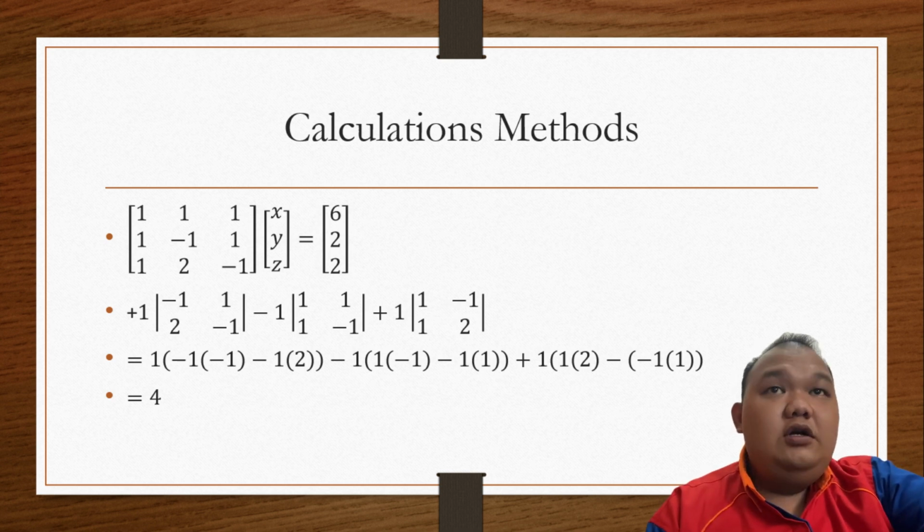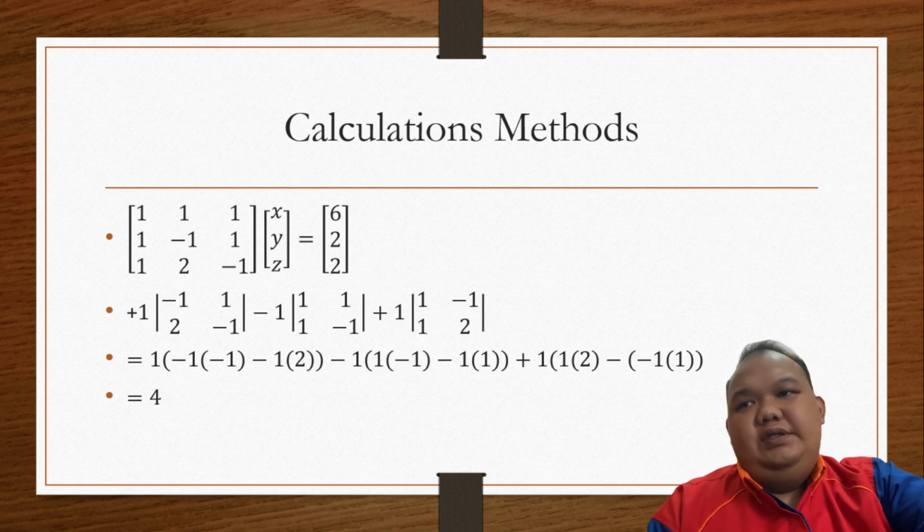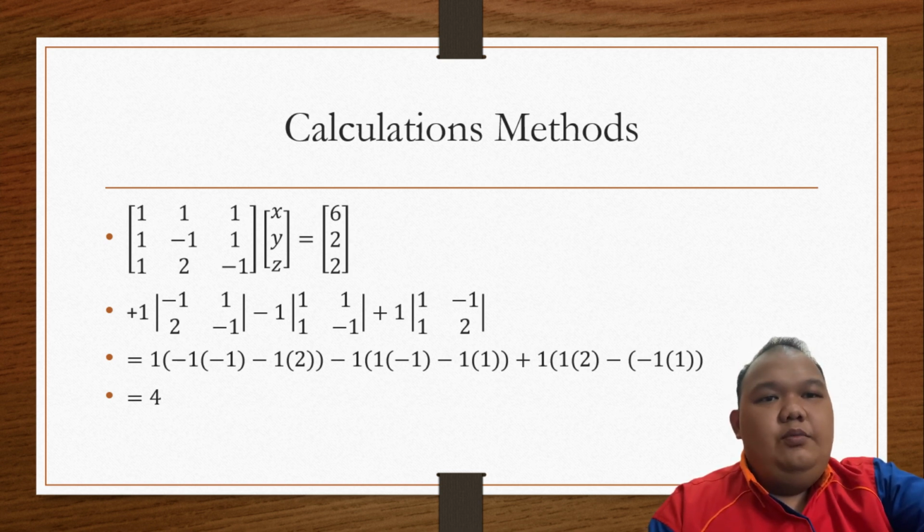For the calculation, the first one, open bracket, we must put the rows and the columns. First row is 1, 1, 1. Second row is 1, negative 1, 1. The third row is 1, 2, and negative 1. For the second bracket, it's a column. Column 1 x, column 2 is y, column 3 is z. For the answer is open bracket 6, 2, 2 in column.